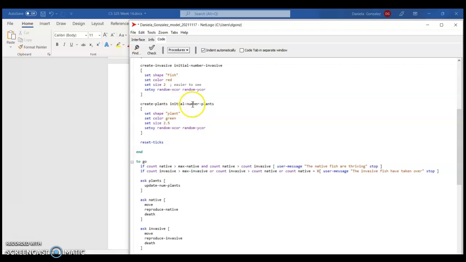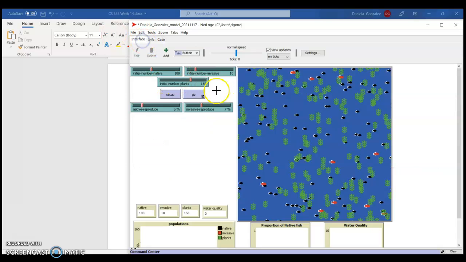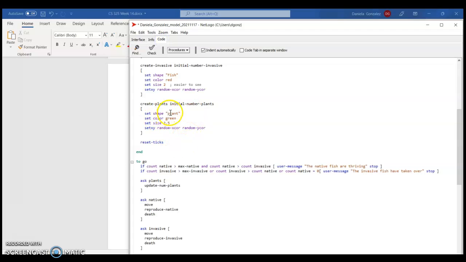And then I'm also creating the initial number of plants, which is also set in the interface tab right here. Right now I have it at 150, and then that's giving it the shape plants, color green, and the size 2.5.